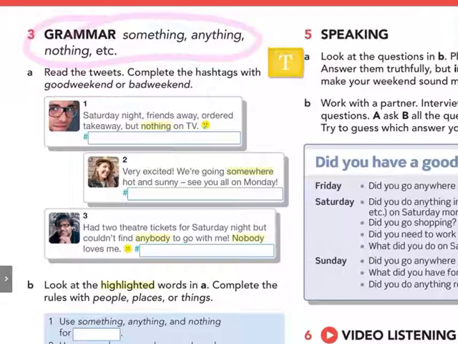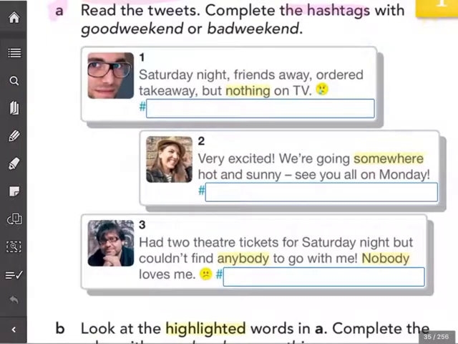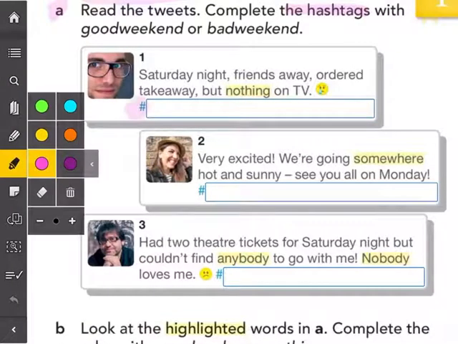Now, first of all, let's look at exercise A. Now it says read the tweets. Now last week, do you remember we talked about a tweet? A tweet is a message now which you post on Twitter. It says complete the hashtags. Now we talked about this briefly. Hashtag, can you see? Let's make it bigger so I can show you some examples. This is a hashtag. Can you see the symbol?